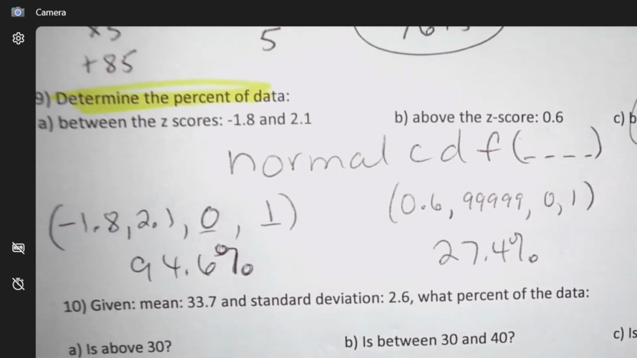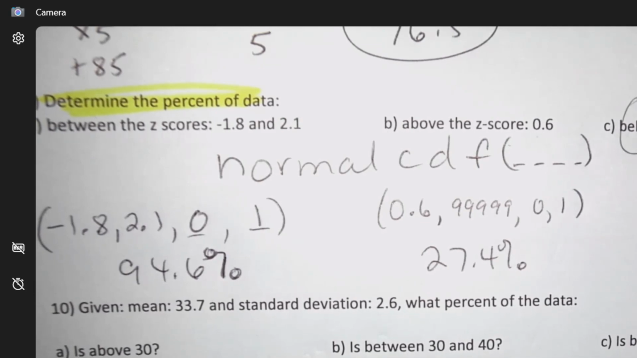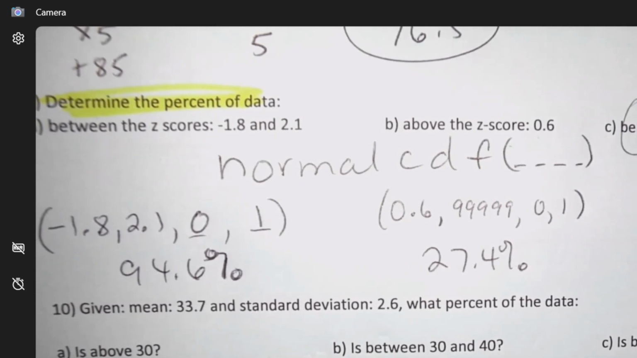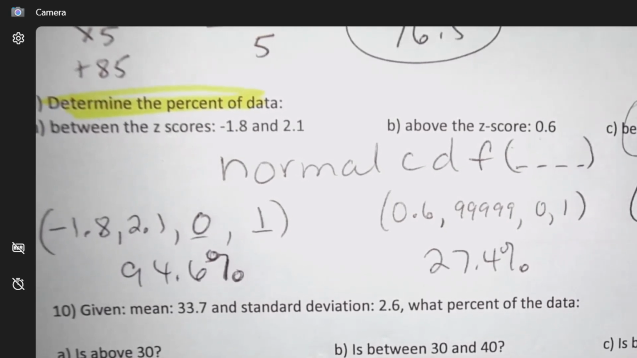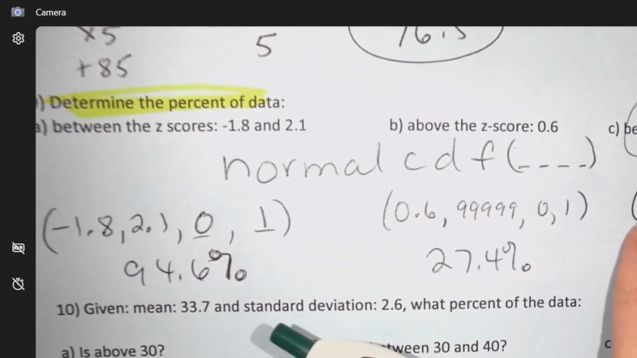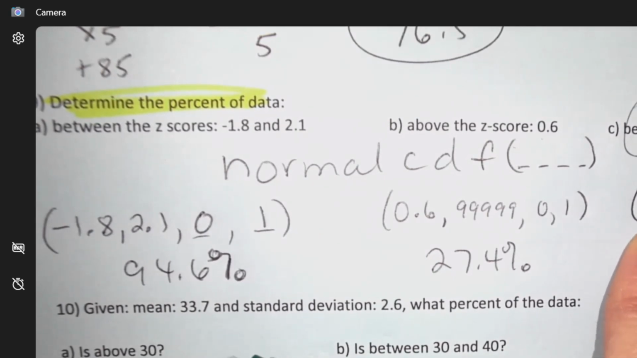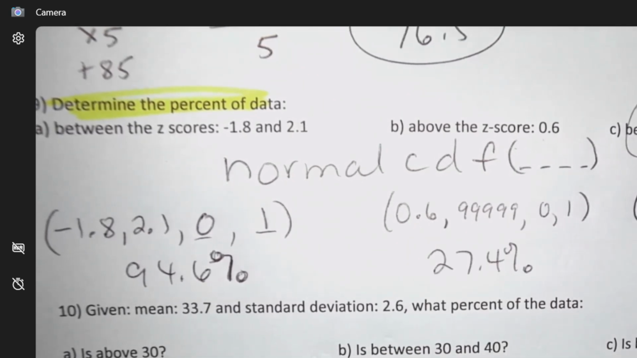So how do you do below? So if you want to be below something, forever and ever below, what's the low end? Now you got to do negative 99999 is the low, and then you get up to 2.5. Okay? So just be careful with understanding it's a domain. You always have to say low to high. So it's either negative infinity to a number or a number to infinity.